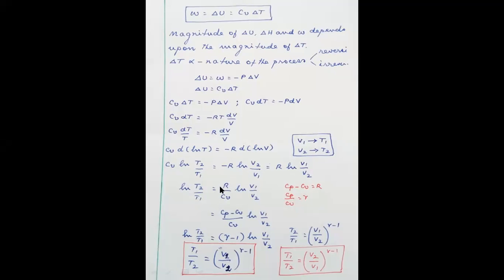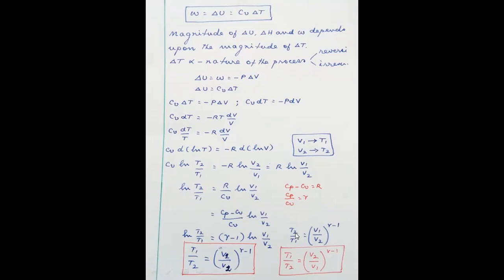R, you know, it is Cp minus Cv. So Cp minus Cv divided by Cv. This Cv and this Cv will form 1. Cp by Cv will form gamma. So ln T2 by T1 is equal to gamma minus 1 ln V1 by V2. So I can write T2 by T1 is equal to V1 by V2 whole power gamma minus 1. Because whatever comes before the logarithm, you are taking the anti-log and you are making this equation. Anything that is before here will go to the power. That is the normal convention. So T2 by T1 is equal to V1 by V2 whole power gamma minus 1.